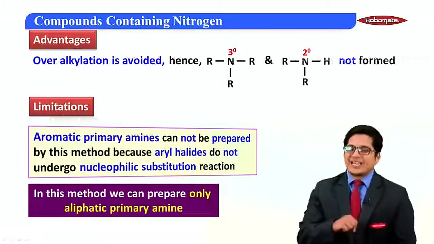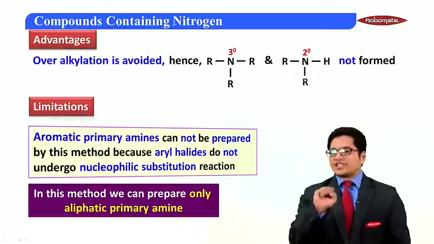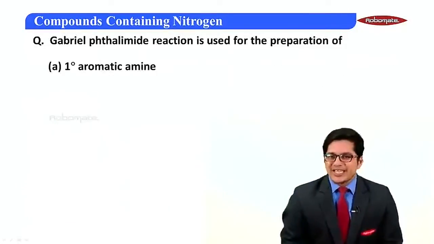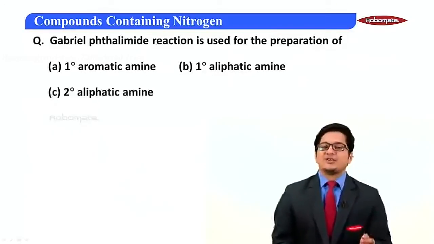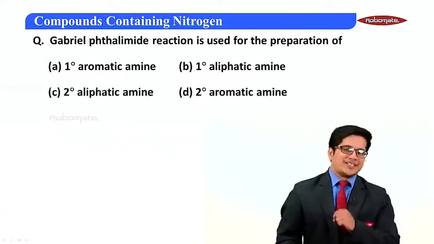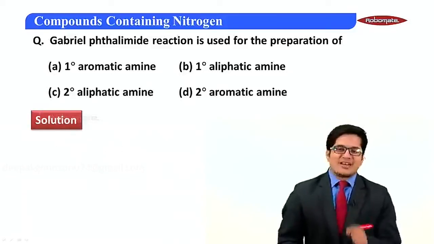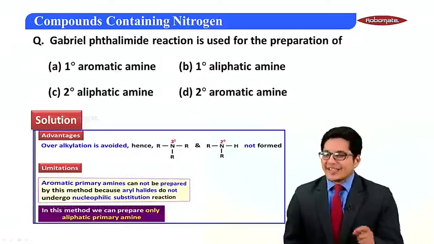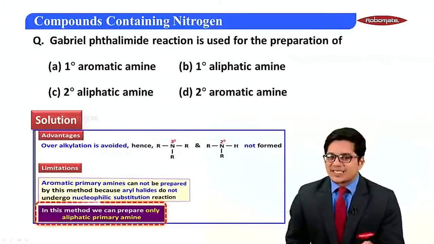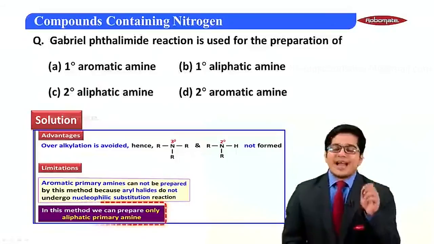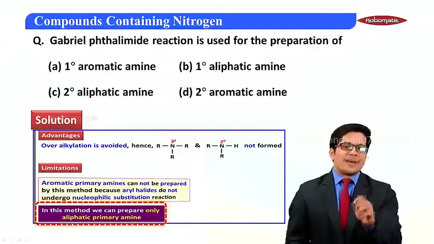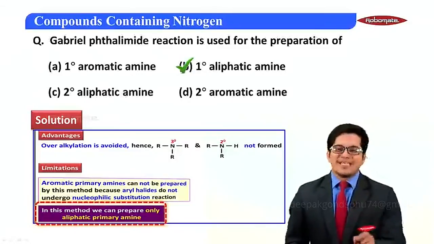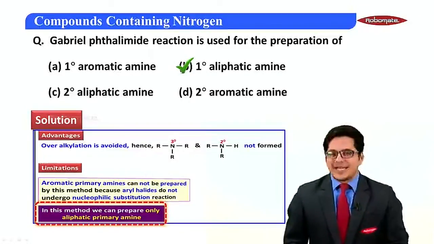Let's check our knowledge of this process with a simple MCQ. The MCQ states: Gabriel phthalimide reaction is used for the preparation of what? Let's start with the solution. We said that in Gabriel phthalimide synthesis, we can only prepare aliphatic primary amines. Therefore, the correct option here is option B, that is primary aliphatic amines.